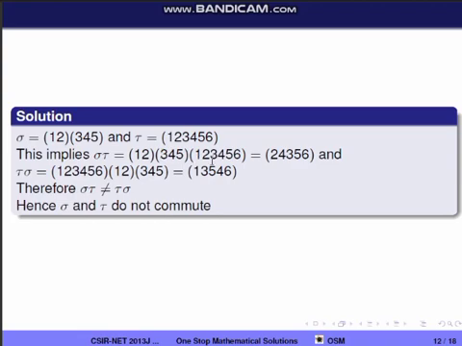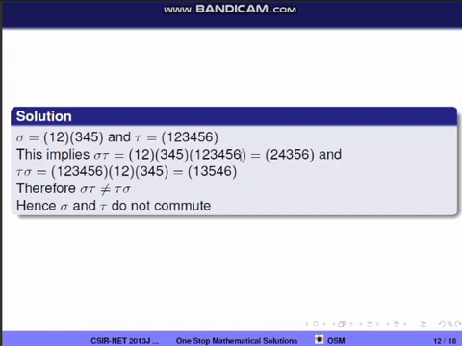Now check for 2 in tau. So 2 is mapped to 3. Here 3 is mapped to 4. So 2 is mapped to 4 totally. Now check for 4. 4 is mapped to 5. Here 5 is mapped to 3. So 4 is mapped to 3. Now check for 3. 3 is mapped to 4. Here 4 is mapped to 5. So 3 is mapped to 5.